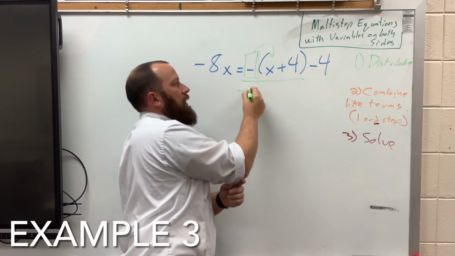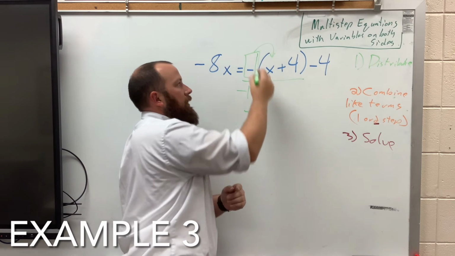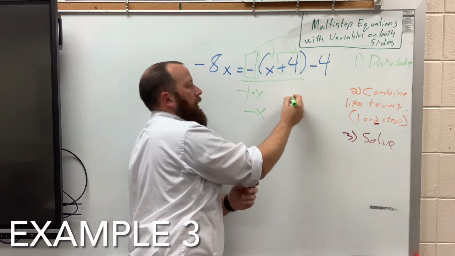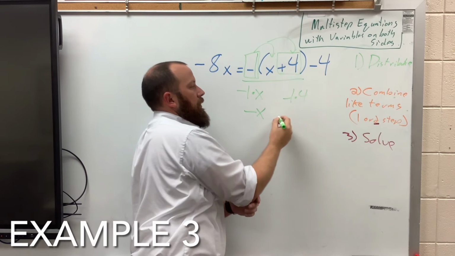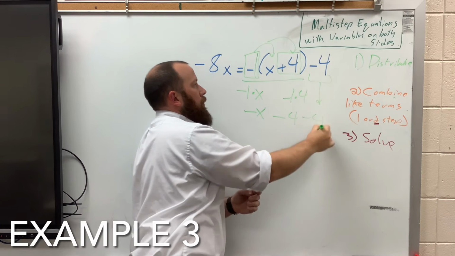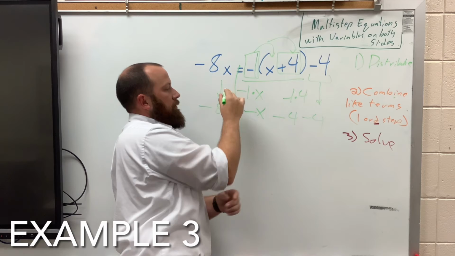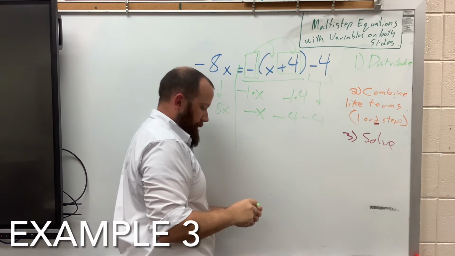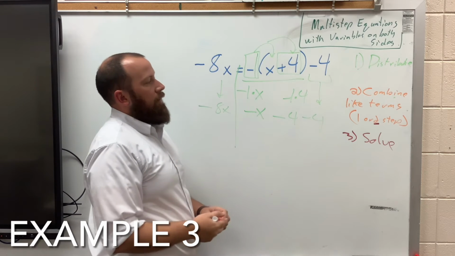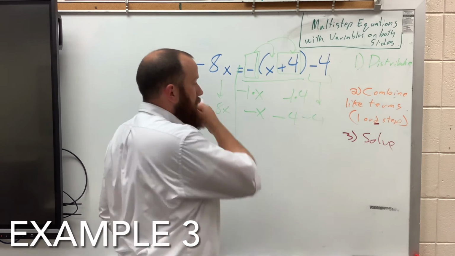So that gives me -1 times x, which is -x. Then I distribute it over here to the +4. So -1 times +4 gives me -4. Bring down the -4. Bring down the -8x. Now, do I have anything else to distribute? No, I do not have anything else to distribute, so I move on to combine like terms.